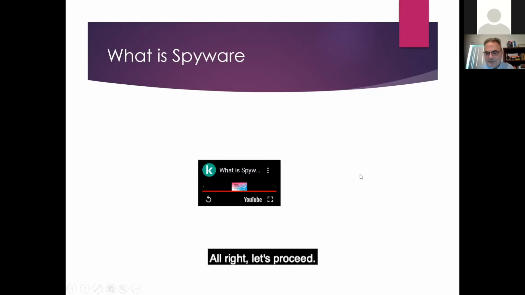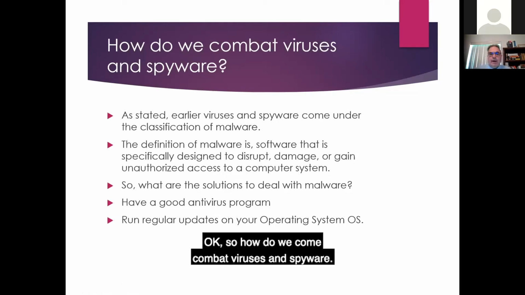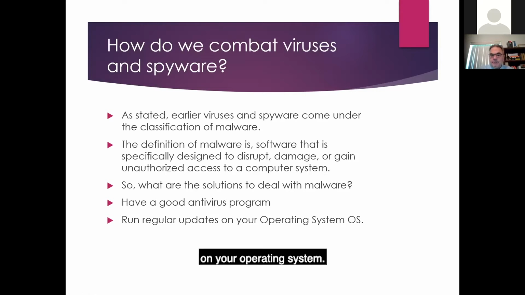Alrighty, let's proceed. Okay, so how do we combat viruses and spyware? As stated earlier, viruses and spyware come under the classification of malware. The definition of malware is software that is specifically designed to disrupt, damage, or gain unauthorized access to a computer system. So what are the solutions to deal with malware? Have a good antivirus program and run regular updates on your operating system, short for OS.